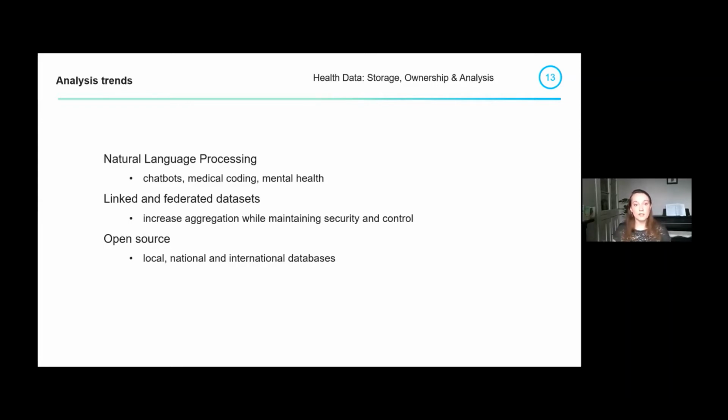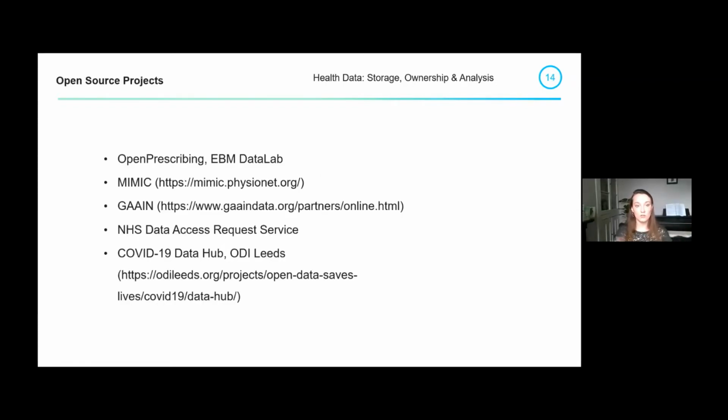And while it hasn't been a massive thing, we do see an increase in open source at all levels: local, national, and international. I would like to quickly show you some of those projects that I know of and have been shown to me by other people. So I do encourage you to have a look at them, see what you think. Maybe it is useful for your own research. And I definitely encourage you to look at it.